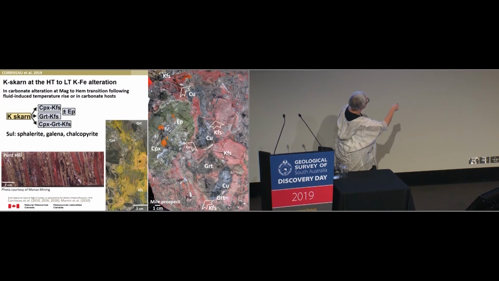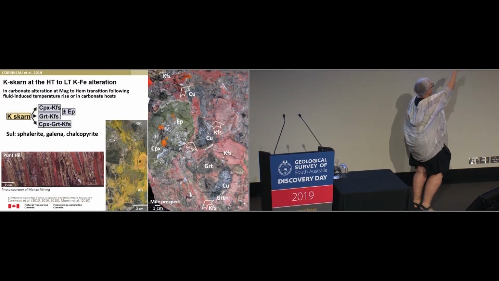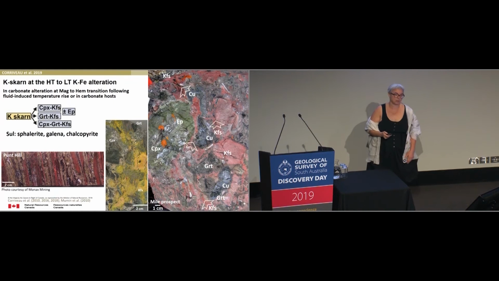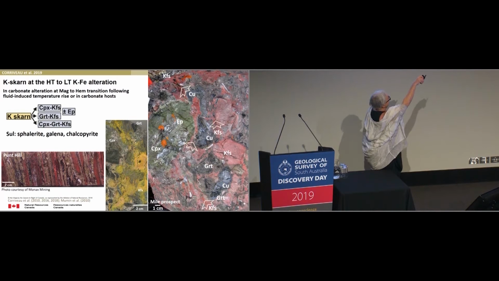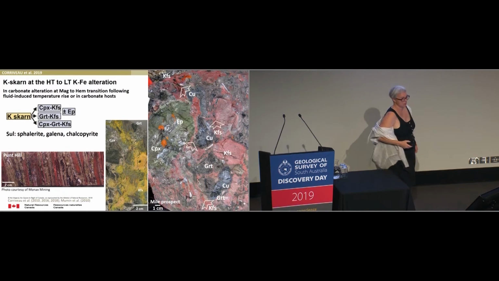This fragment still has a bit of albitization at its core, but it's getting mostly K-feldspar altered. This one is all gone to K-feldspar. This one is all gone to K-feldspar. Earlier on, some of the clasts were altered to clinopyroxene and epidote. So this fragment here is just earlier alteration, and all the K-feldspar clasts are just coeval alteration.